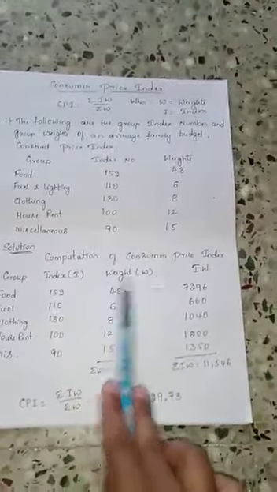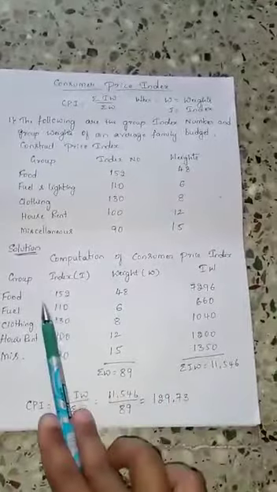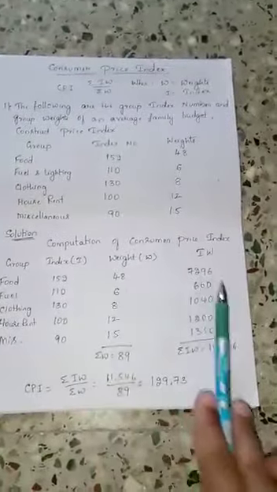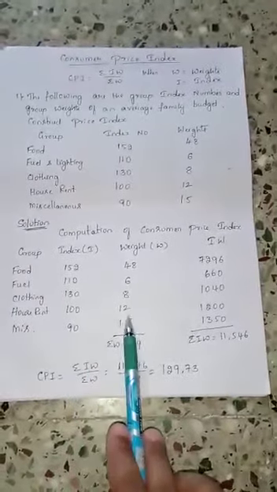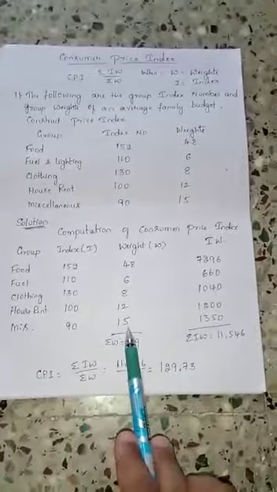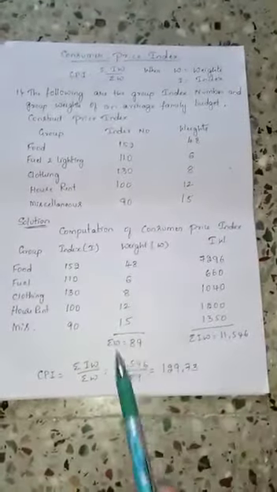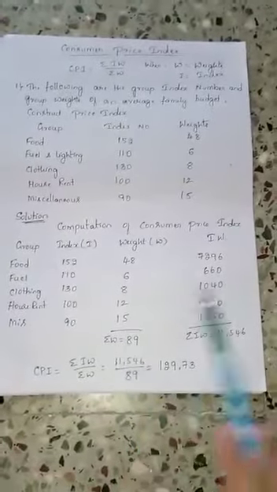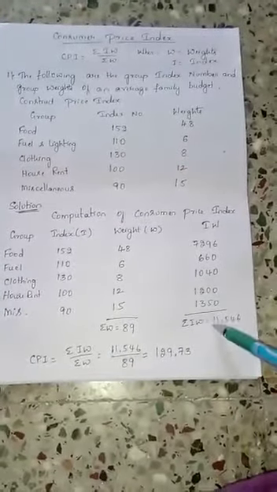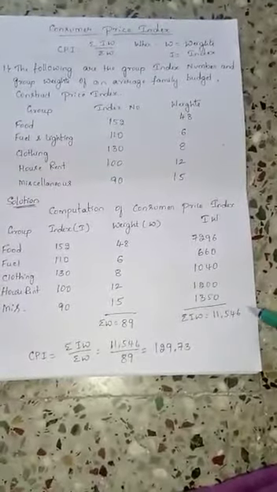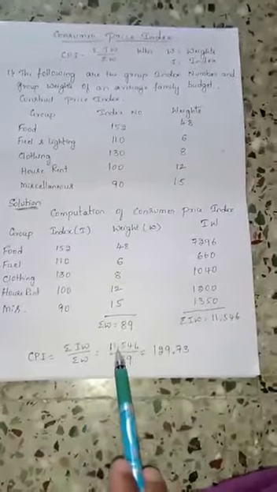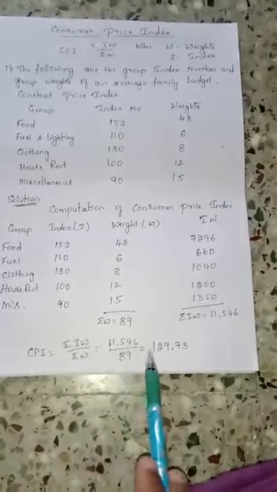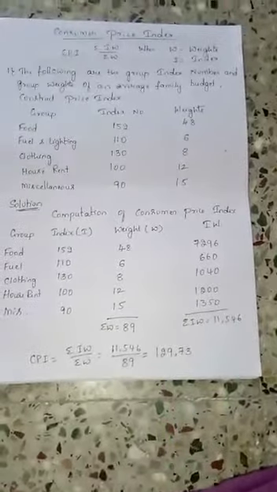152 into 48, 7296. 110 into 6, 660. 130 into 8, 1040. 100 into 12, 1200. 90 into 15, 1350. The total of weights is called summation of W, that is 89. The total of index and weights is 11,546. The consumer price index is summation of IW divided by summation of W. 11,546 divided by 89, that is 129.73. In this way we have to calculate the consumer price index.